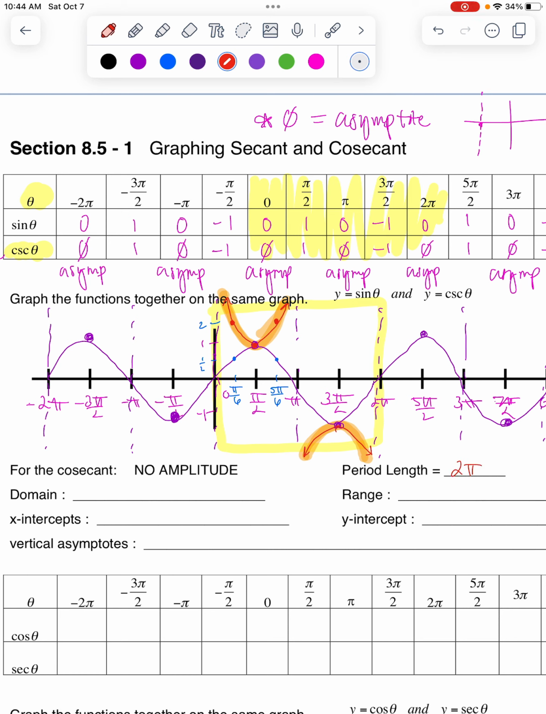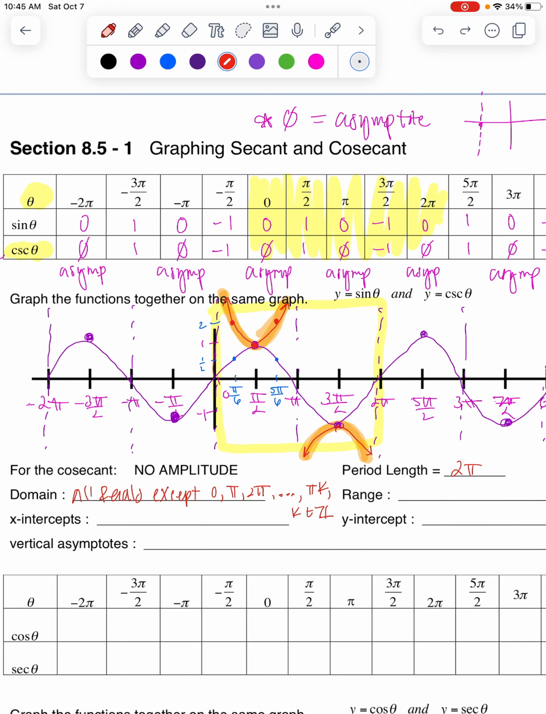Our domain, it looks like we have all real numbers, so I'm going to say all reals, except when we have 0, pi, 2 pi, whenever we have these asymptotes or these undefined values. So I'm going to say comma, pi times k, and this is where you're going to see that k is in the set of integers. So this k could be negative 2 pi, yeah, cool, we have an asymptote, negative pi, there you go, 0, pi, 2 pi, and so forth.